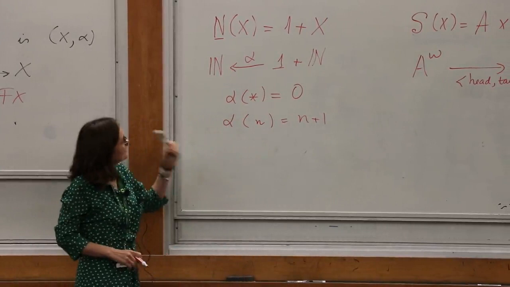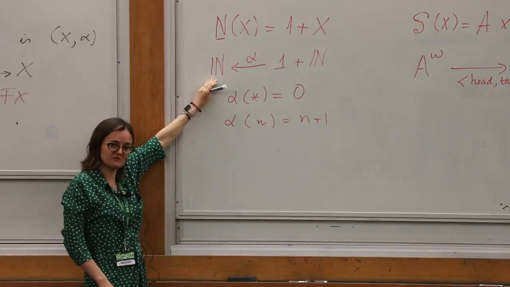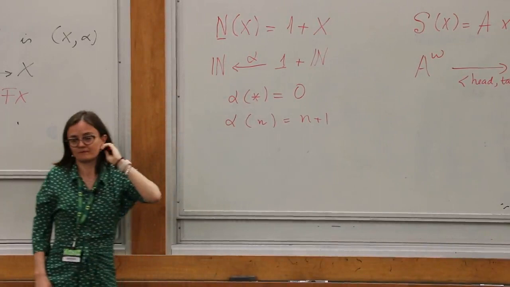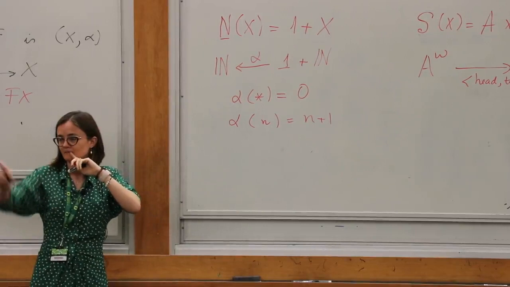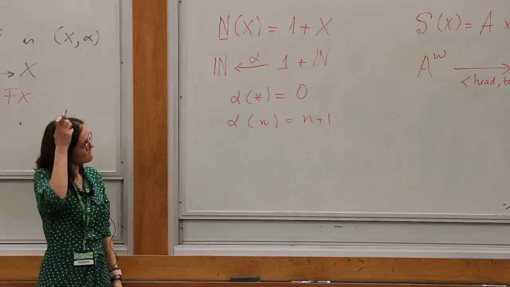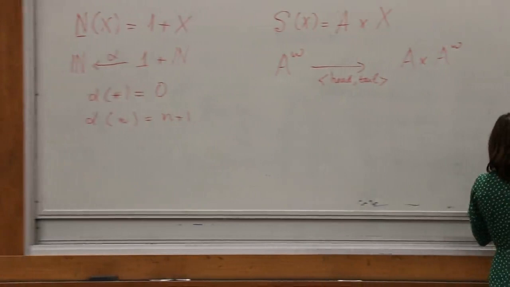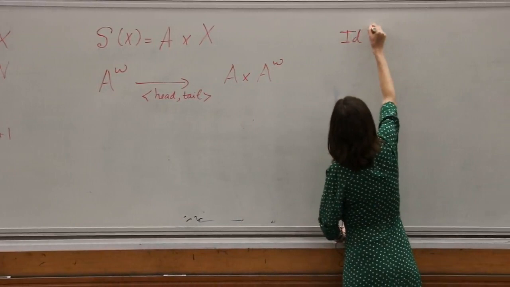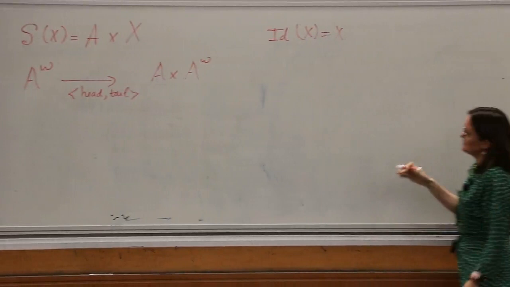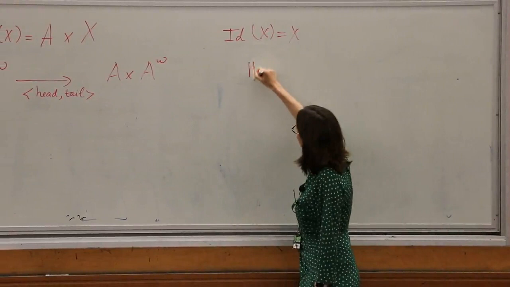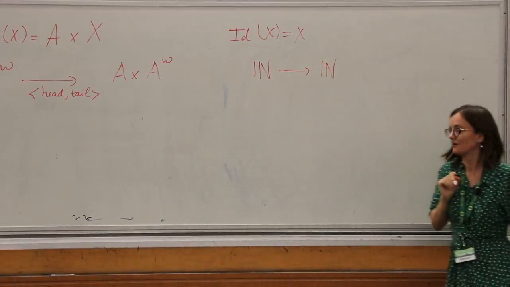Can someone give me an example of a coalgebra for the functor N on this side? Oh, that's okay. That's a good one because it's a coalgebra for the identity functor, the functor that sends a set to itself. Yes, the identity on N is a coalgebra. It's also an algebra.